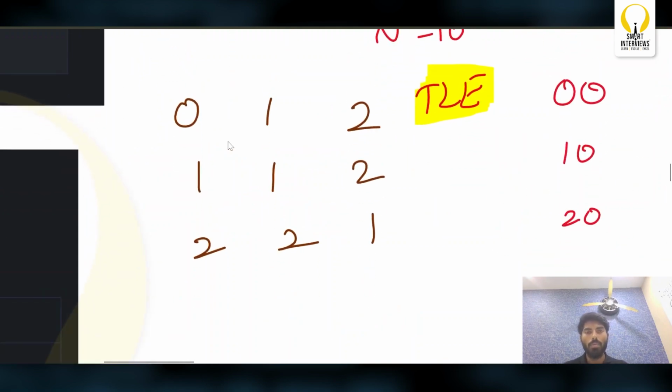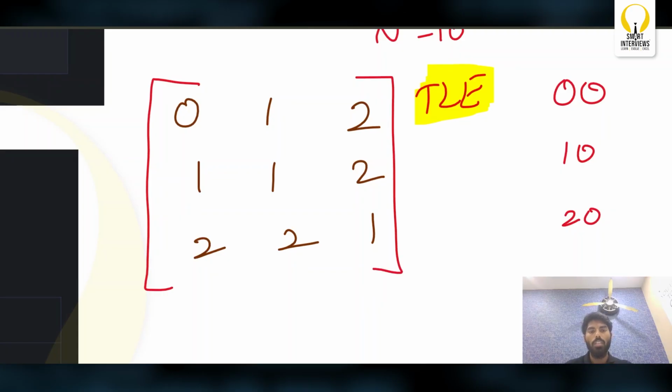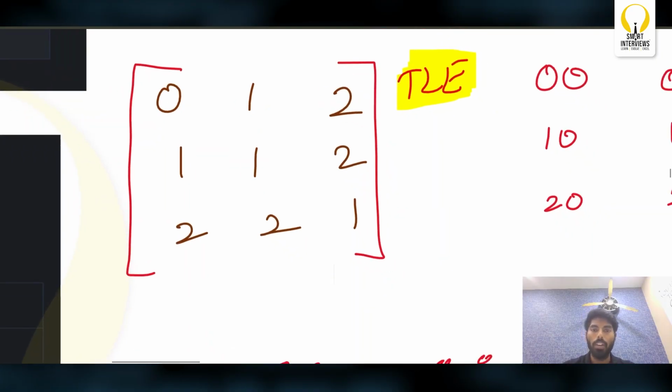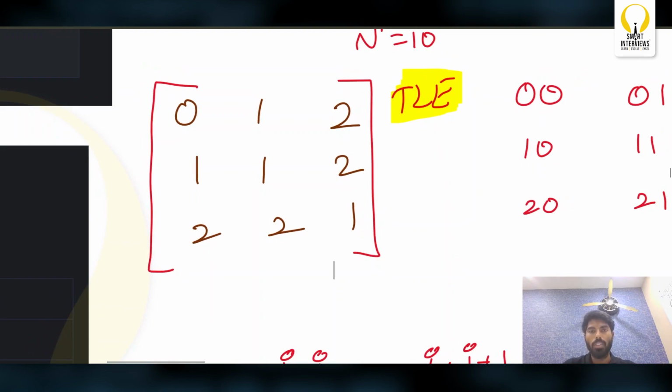If you see here, the matrix is a symmetric matrix. Yes or no? The matrix is a symmetric matrix. So 0, 1, 2; 1, 1, 2; 2, 2, 1. The same row is being assigned as the same column. So therefore it is a symmetric matrix. So if you see a symmetric matrix, then you don't need to try all the possible paths. You just need to iterate on the upper matrix itself. You don't need the lower matrix.